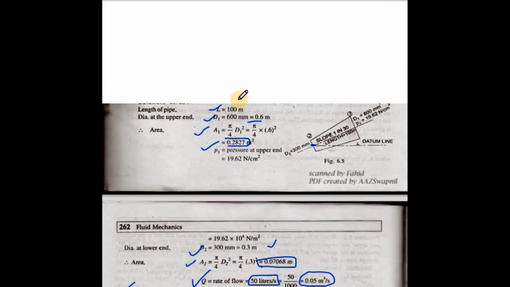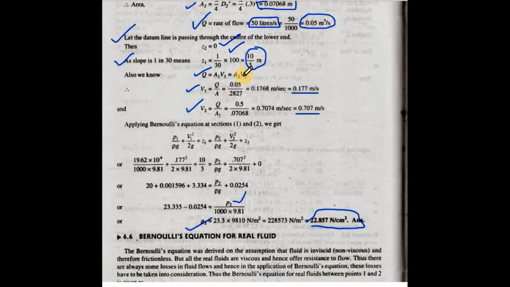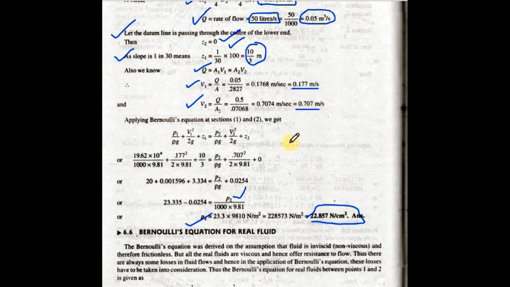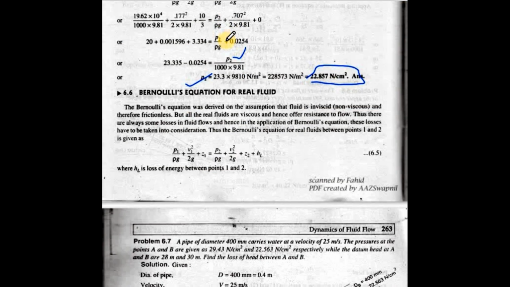So in this way you can calculate the pressure if it is not given for one pipe. Okay, so we will stop over here and we will see the next part in the next class. Okay, thank you so much.